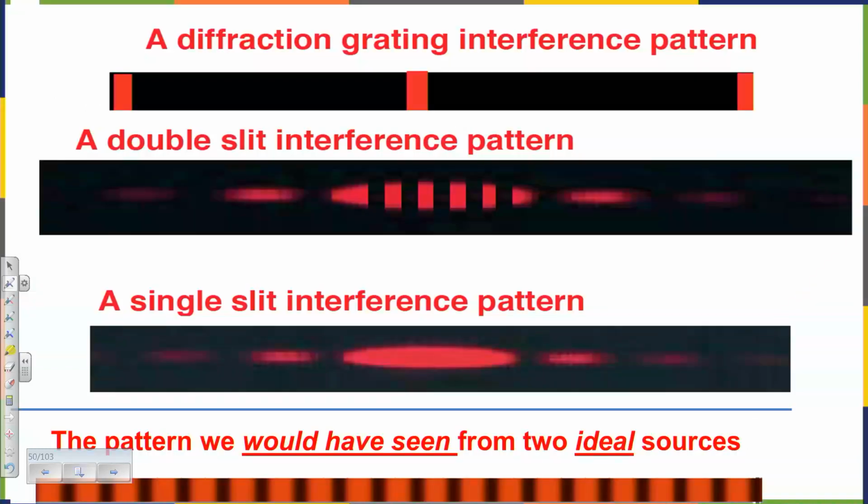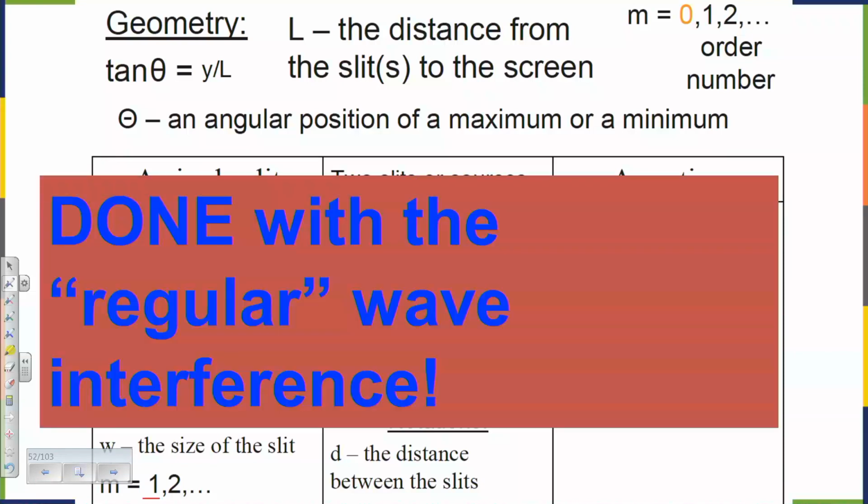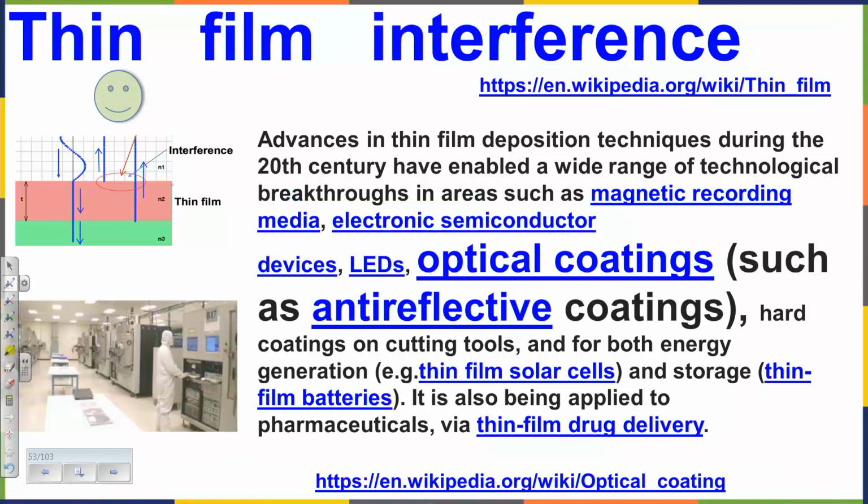So this is a summary of all possible patterns, and all possible equations for a single slit, diffraction grating, and double slit. That means we are done with this particular type of interference, which is good, because now I can start a different type of interference: thin film interference. Any questions about anything?